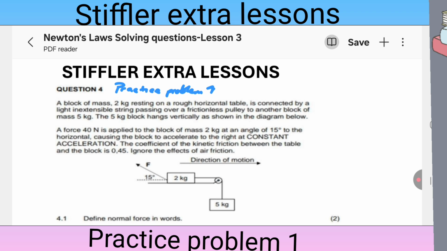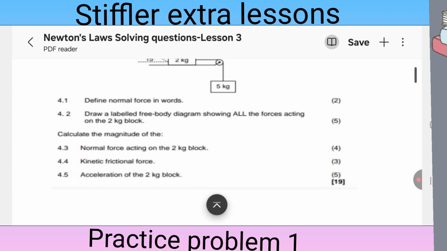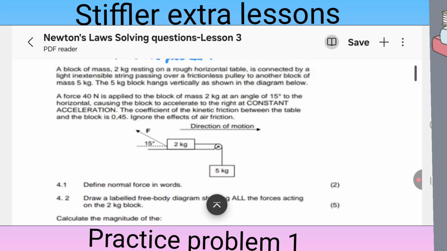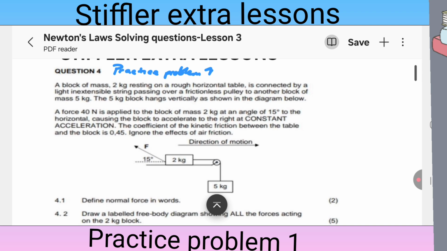So today we are solving Newton's laws questions. Let's just see how everything goes. We are answering all the questions on this. This question has 19 marks, so let's see how we can totalize all these marks step by step.